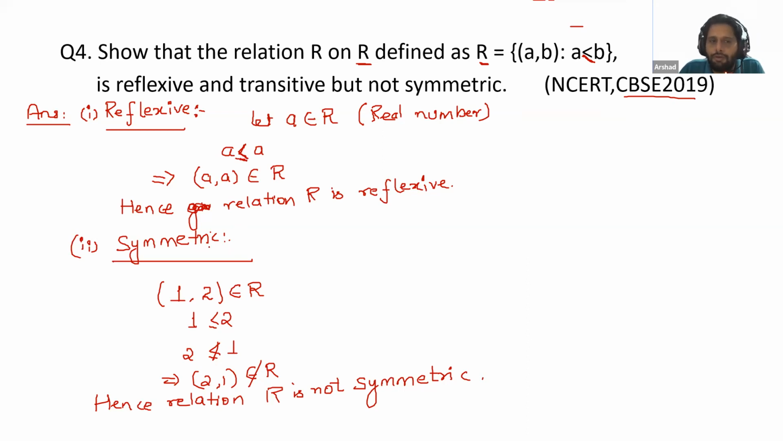So for symmetric, Rifat, we need to show that this is not symmetric. So we have taken this example. 1 comma 2 belongs to the relation R, but 2 comma 1 does not belong to the relation R. Why? Please check here. 1 comma 2 belongs to the relation R means 1 is less than or equal to 2. But 2 is not less than or equal to 1. So that means 2 comma 1 does not belong to the relation R. This is clear, Rifat? Yes. Very good. So all of you, please raise your hands. Once it is done, then we will start the transitive.